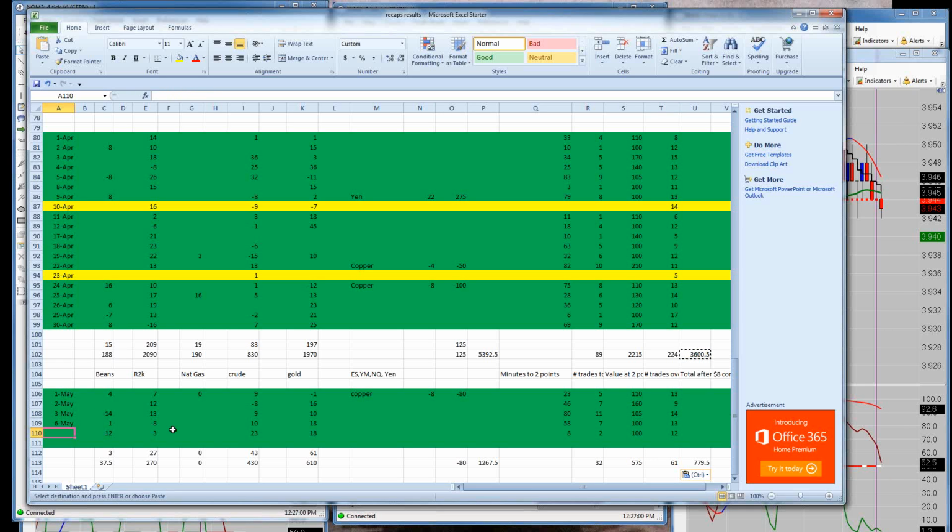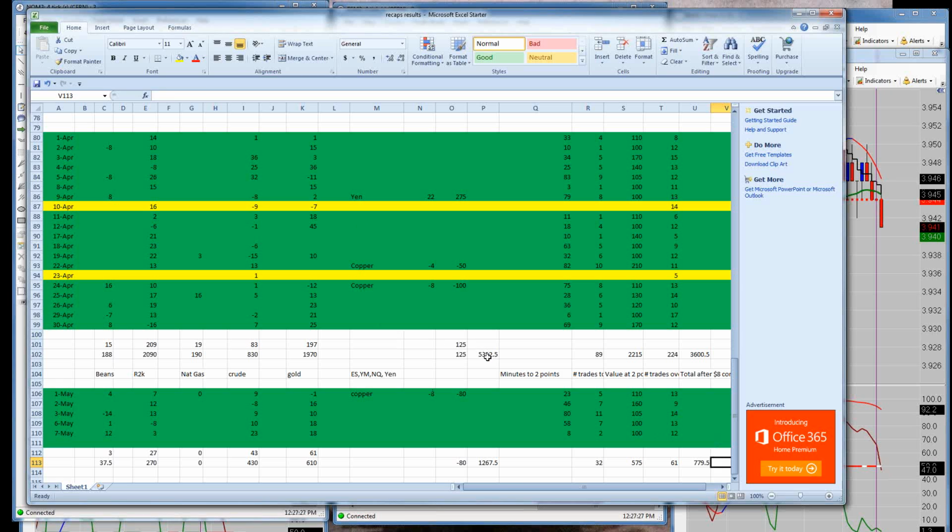Let me see if it lets me type 7 May in here now. There we go. All right, so we are 5 days into the month of May, and we're up $1,267.50 per contract in the live trading room. Using an $8 round turn, that puts us at $779.50 per contract after commission. Okay, that's where we stand right now, and again, we're only 5 days into the month, so that's pretty good.